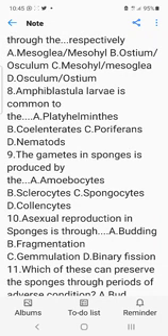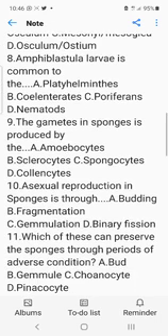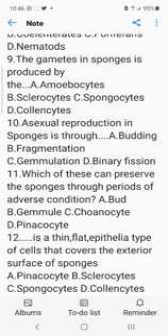Number 9. The gametes in sponges are produced by the dash. I love this question. What do you think the answer is? Let me pause for a while. The gametes in sponges are produced by, is it the amebocyte? Is it the sclerocyte? Is it the spongocyte or the choanocyte? Please, the gametes in sponges are produced by the amebocyte. Take note of that. Number 10. Asexual reproduction in sponges is through dash.